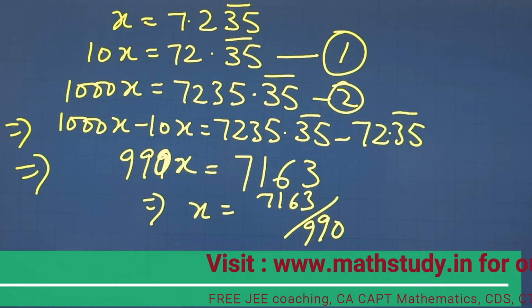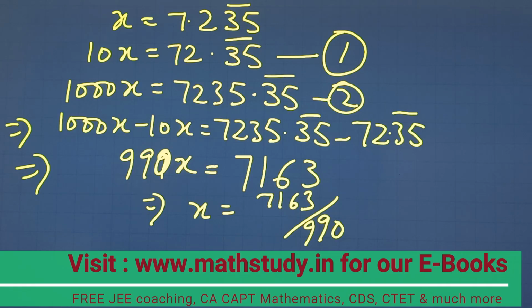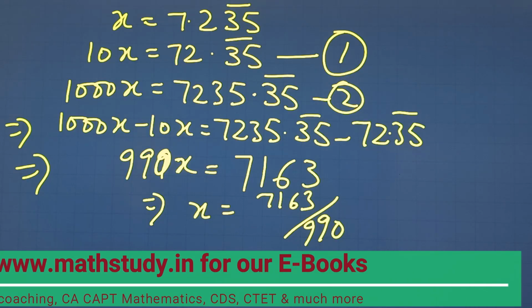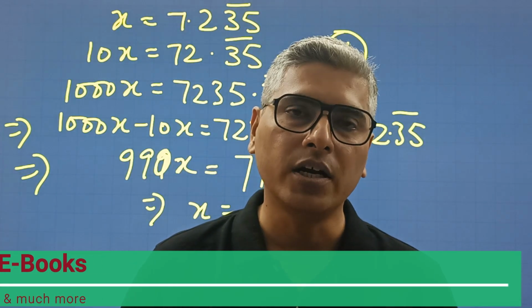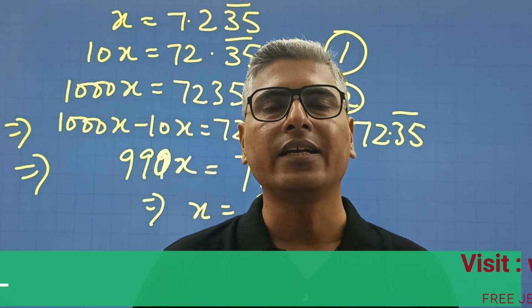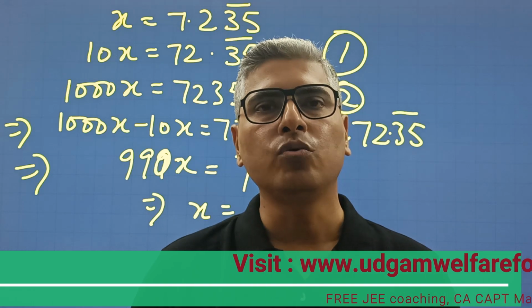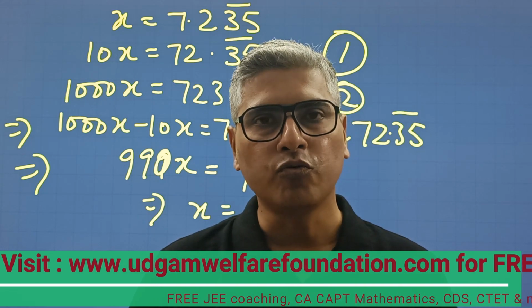I hope this concept is clear. Very interesting question and very important from the exam point of view. So in this particular video we have learned how to convert a recurring decimal number into a rational number, into P by Q form.